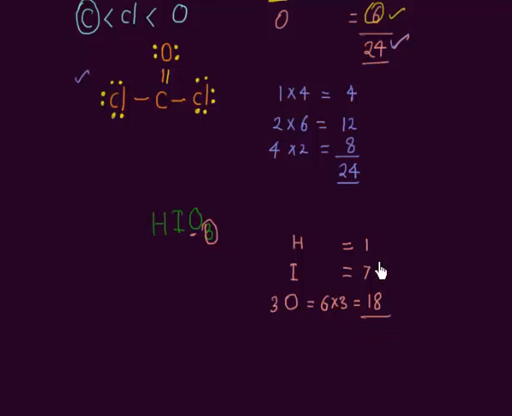Now we can add these numbers up. 7 plus 1 is equal to 8, and 8 plus 18 is equal to 26. The total number of valence electrons present in iodic acid is 26. Now we follow the second step.